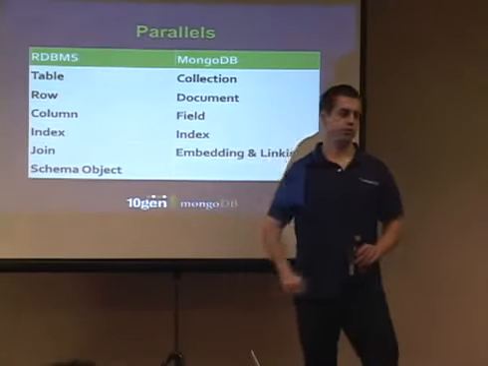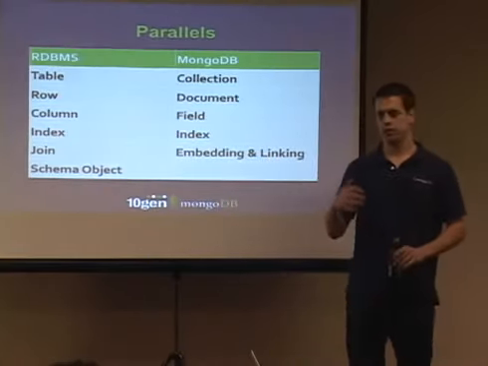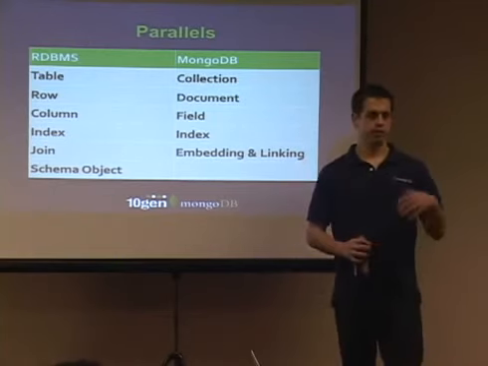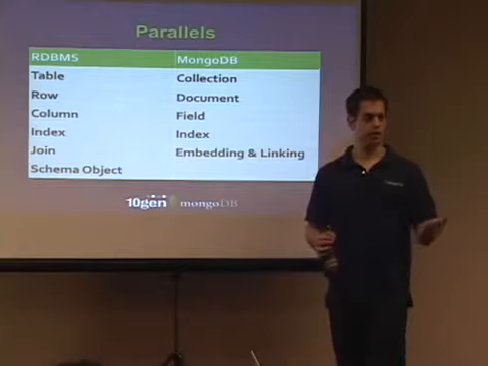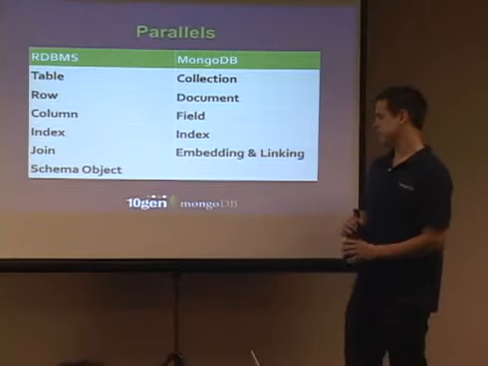Indexes are pretty much the same. Especially in Mongo, the way indexes work is very similar to how relational database indexes work. We use B-tree indexes. It's pretty much the same.